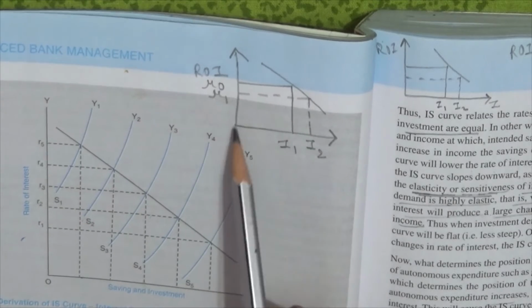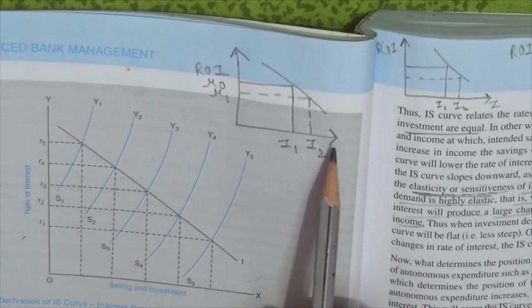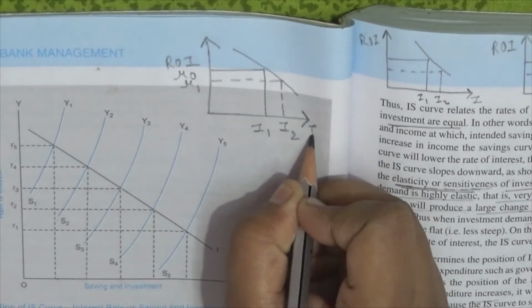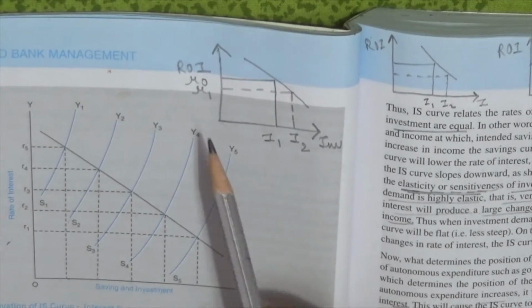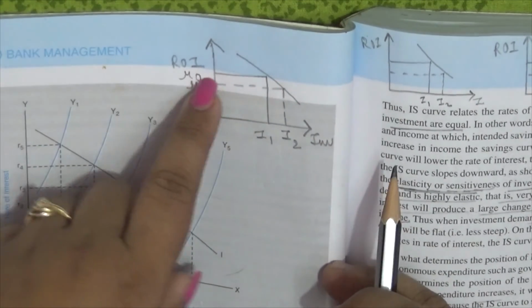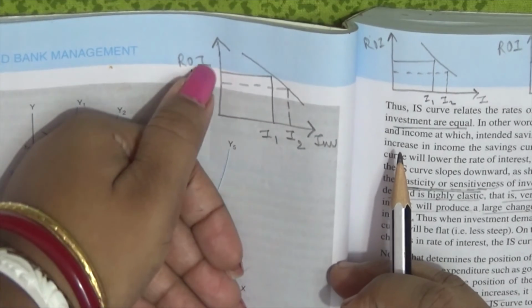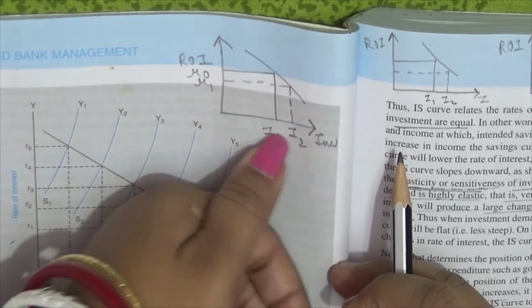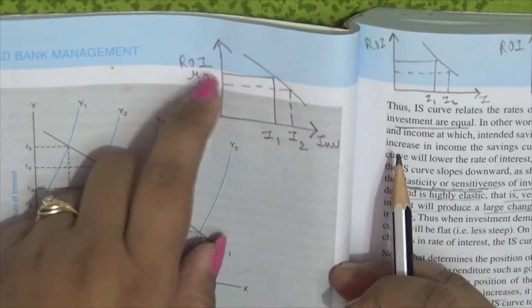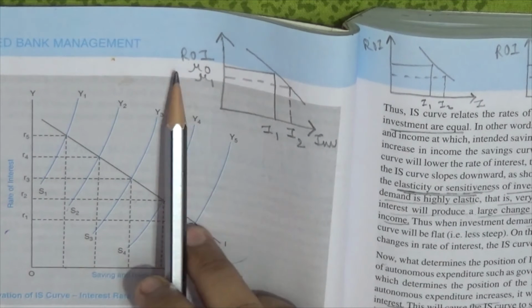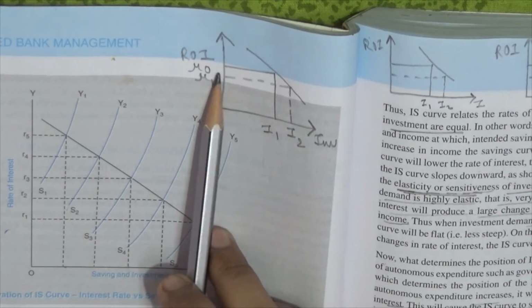You can see the ROI is on the y-axis and the investment is on the x-axis. Now what happens is that at R0 rate of interest, the investment is over here, and when the rate of interest is decreasing, the investment gets to I2. So here ROI means the rate of interest which the bank charges.